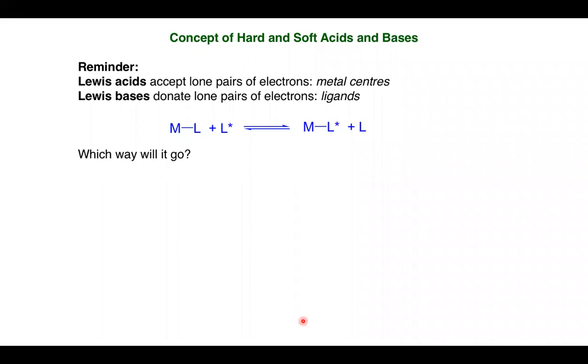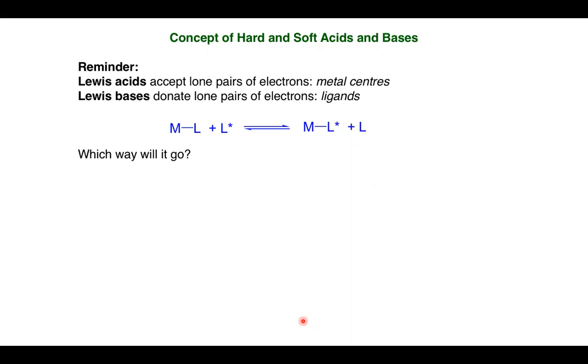So they are the metal centers. Typically the metal centers are positively charged or have empty orbitals, which are capable of accepting electrons. Lewis bases then donate lone pairs of electrons, and these are the ligands. So we've got the water ligands with the lone pairs on the oxygen, and the ammonia ligands with the lone pair on the nitrogen, and so on.